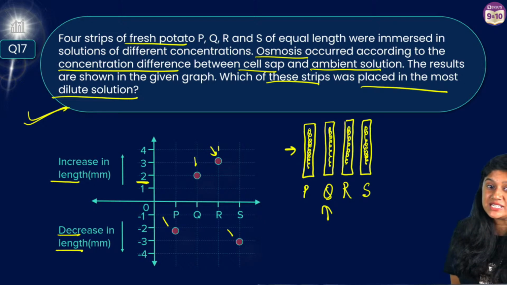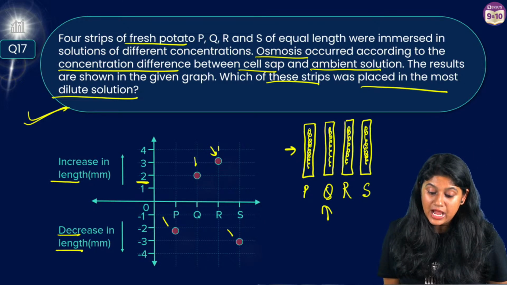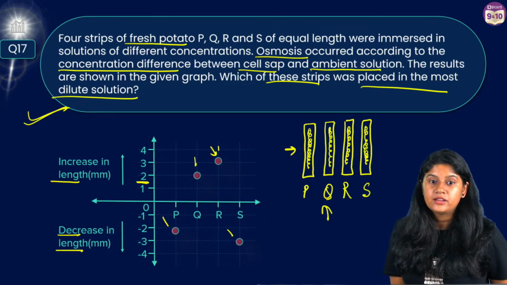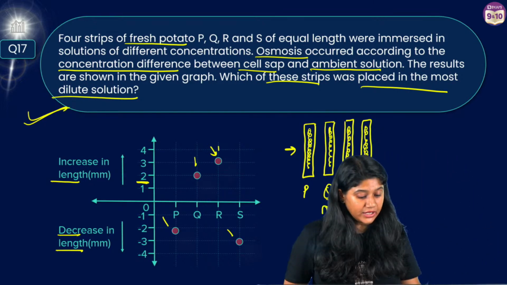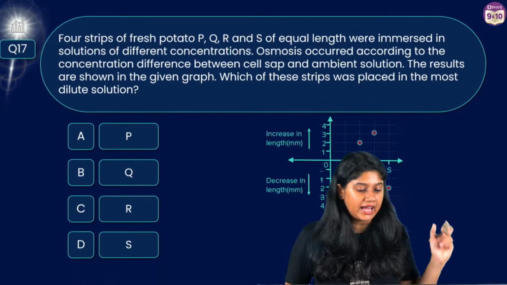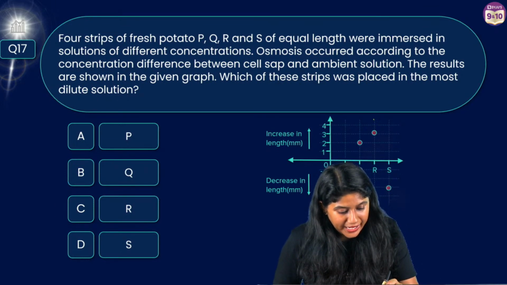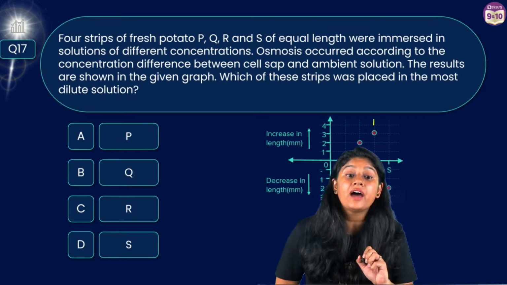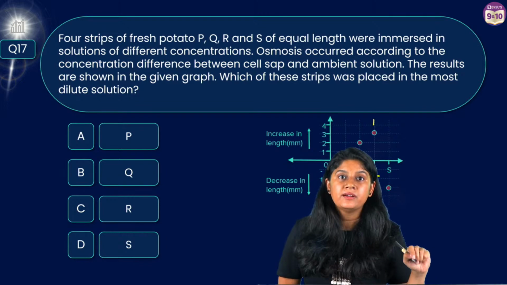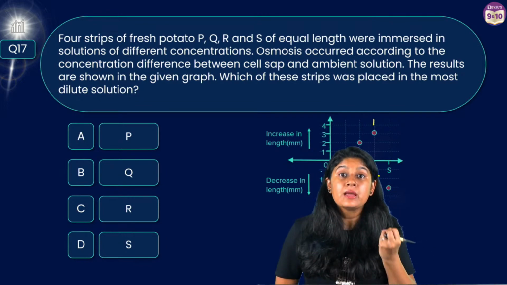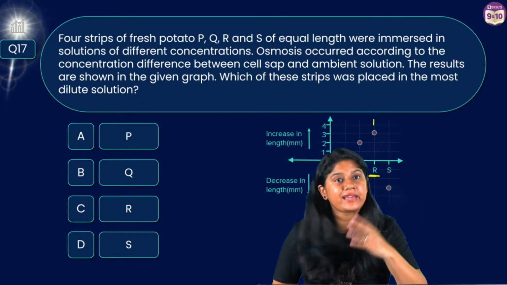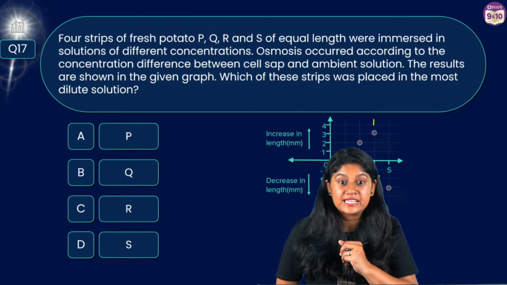This is question number 17. Very good, very good. The correct answer is R. We can clearly see that the height of the potato strip R has increased the maximum. It was kept in a dilute solution, which means that it has more water, and water kept on moving inside it. Yes?